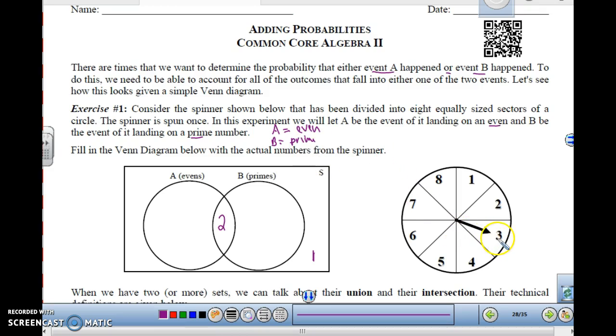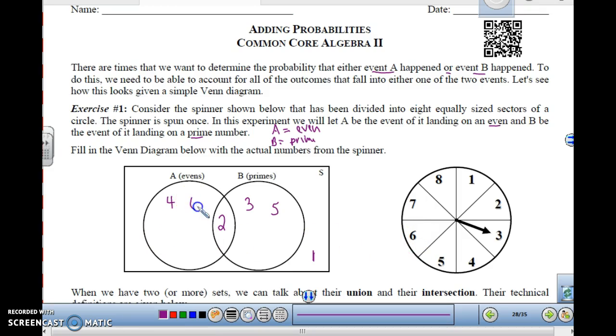All right, let's go around 3. Is 3 even? No. Is 3 a prime? Yes, it is. So that's going to go in here because it's only prime. It's not overlapping with any of those. All right, let's go through the rest. 4 is even. Is 4 a prime? No. 4 is even but not a prime. Would go here. 5 is not even, but it is a prime. Goes over here. 6 is even, but it's not a prime.